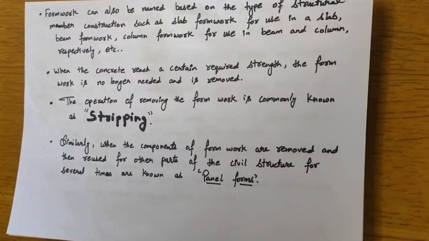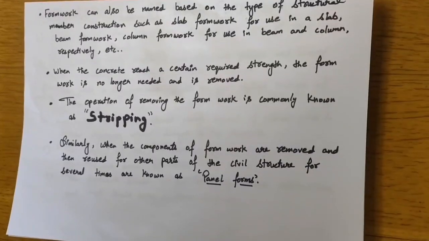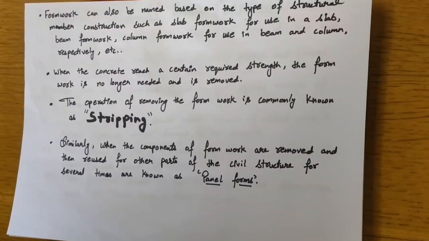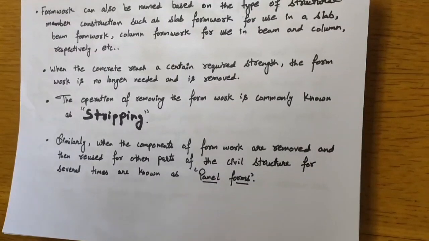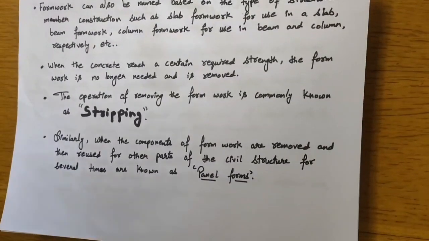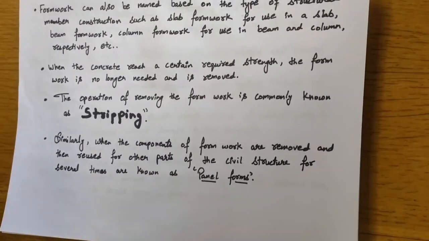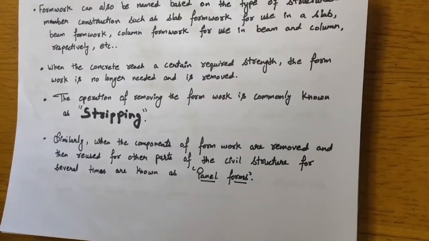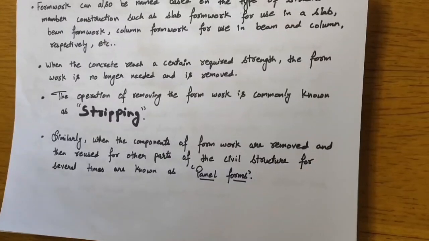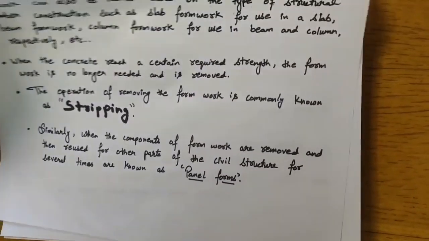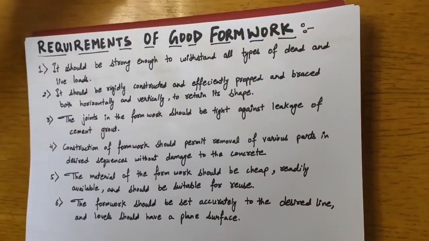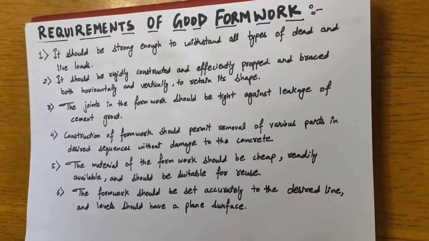Similarly, when the components of the formwork are removed and then reused for other parts, the components which can be reused, when we put the shuttering for one structure and then strip it and fix the same components for another structure, are known as panel forms. So let's see the requirements of good formwork.